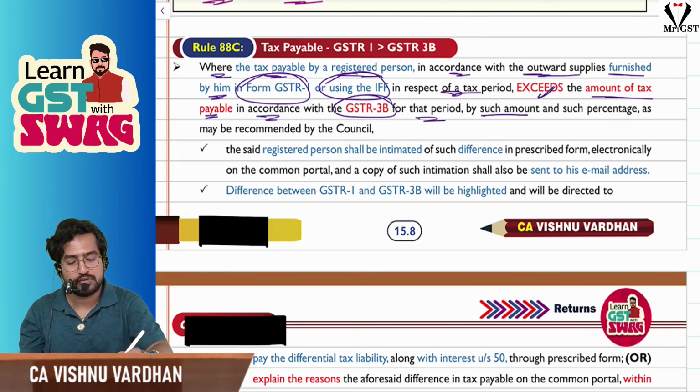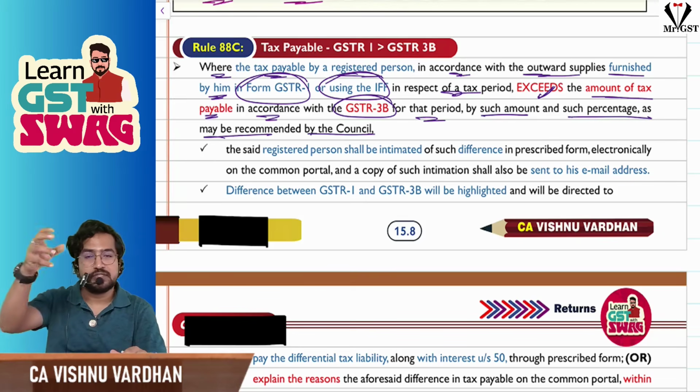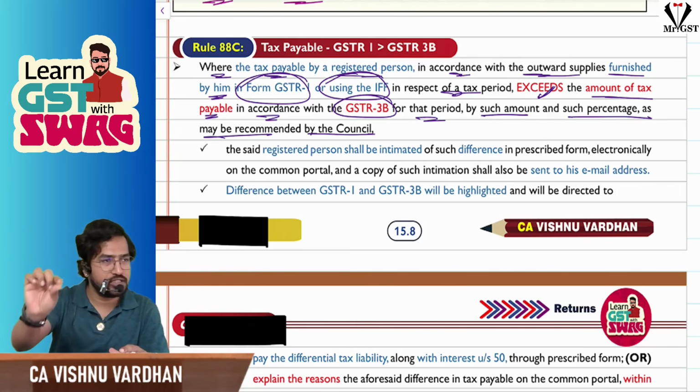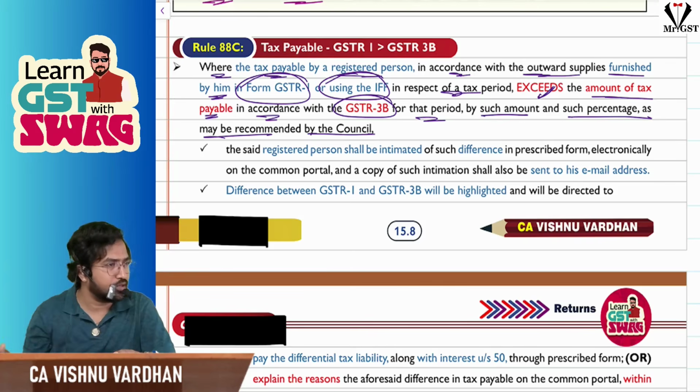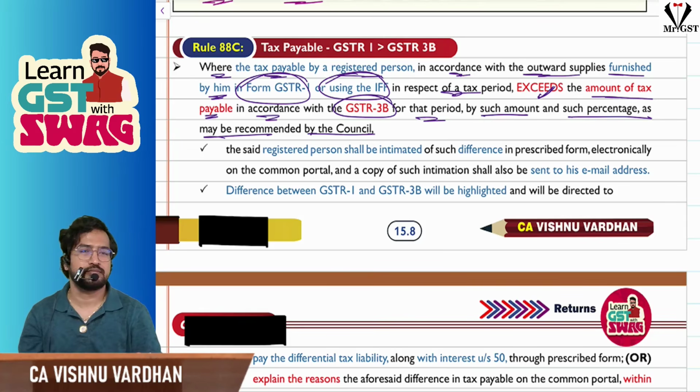By such amount as may be recommended by the council. That means in 88C, sir, there is a difference. What they are saying is the tax payable in GSTR 1, what you disclosed, versus GSTR 3B. How much is the difference now? 1 rupee. Okay, 1 rupee. Then they will trigger this notice.